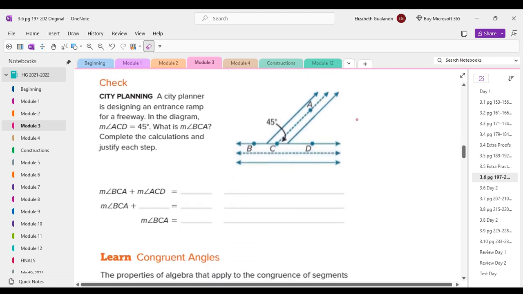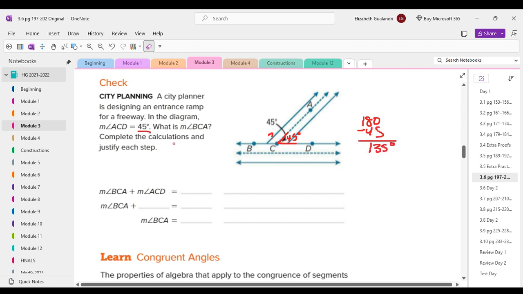Okay, this is where we get into some interesting things, and this diagram in itself is kind of confusing. So a city planner is designing an entrance ramp for a freeway. In the diagram, measure of angle ACD is 45. So they give it to you here as well as here so that you can tell which angle they're talking about. So they're talking about that one there to be 45 degrees. So we've got that angle measure. What is the measure of angle BCA? So we have BCA over here. That's going to be the opposite of that. Now, if I just solve, I'm just doing 180 minus 45, and I'm going to get that it comes out to 135 degrees. So we can do that.